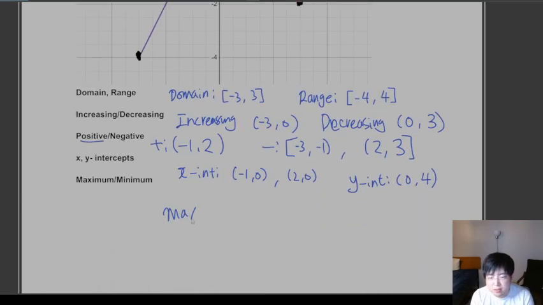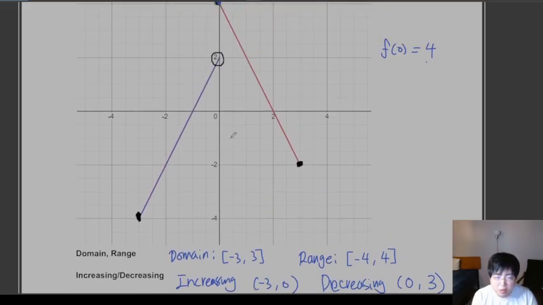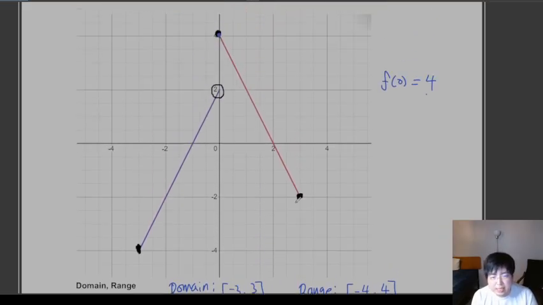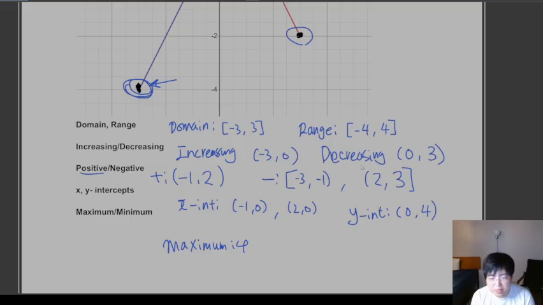So the maximum is 4, okay? And the minimum is the lowest point of this function. So it's not here actually, it's here, right? This one is lower than the other point. So this point is where y is -4. So the minimum is -4. Okay?